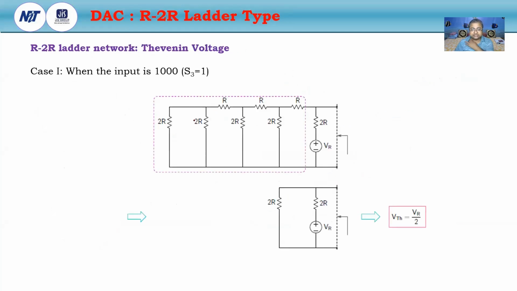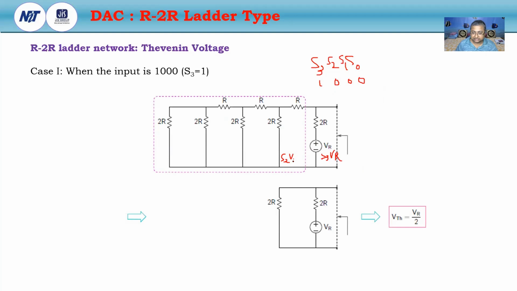Now suppose this is your circuit, R and 2R. The first MSB is called S3. Your input data is S3, S2, S1 and S0. Now the input voltage is like this: 1, 0, 0 and 0. So that means this is S3 VR, as shown in the previous slide. This is S2 VR.